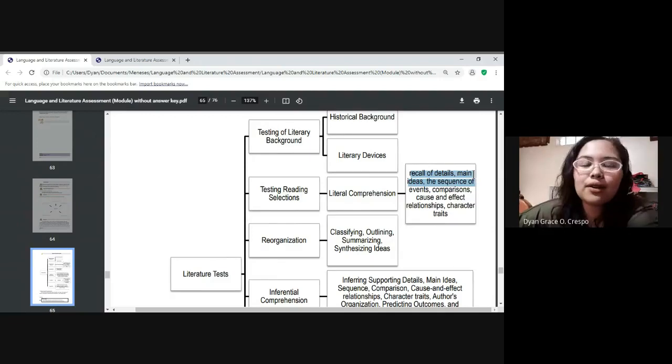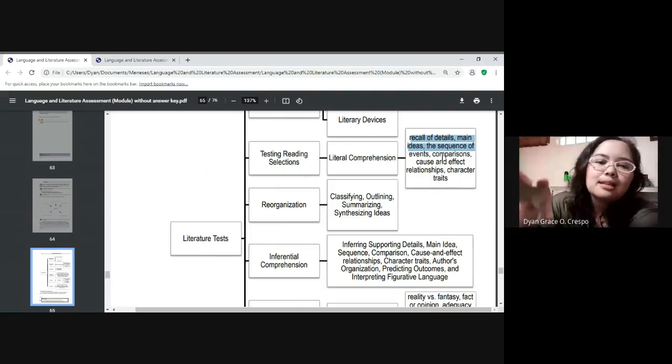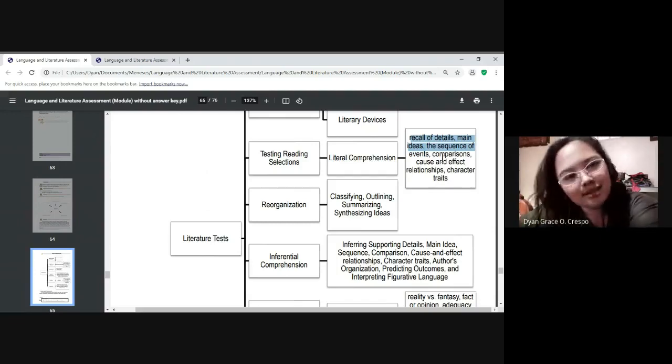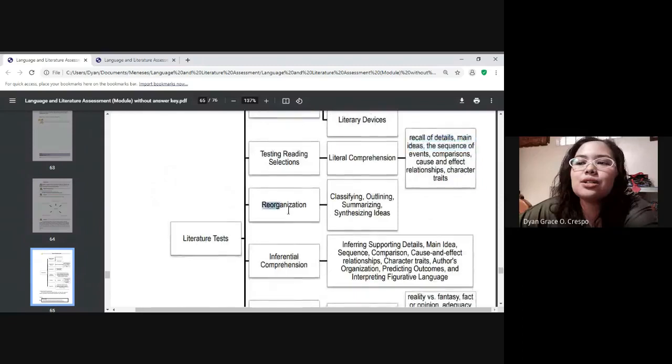Kapag tinetest natin yung mga comparisons, cause and effect, character traits, fact and opinion, kasama yun sa testing reading selection. So, magpapresent ka ng isang literary text, and then you will ask the students what is the who is, what is, why is, where is. Reorganization naman is you will use the literary text tapos you will ask to summarize or outline some events. Ayun, kasama yun.